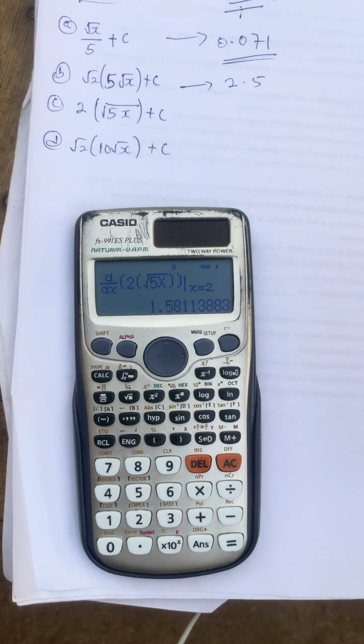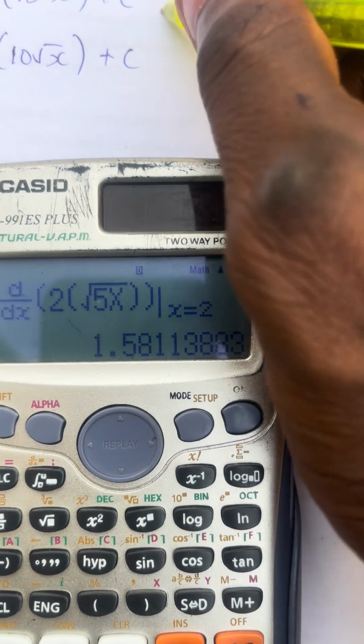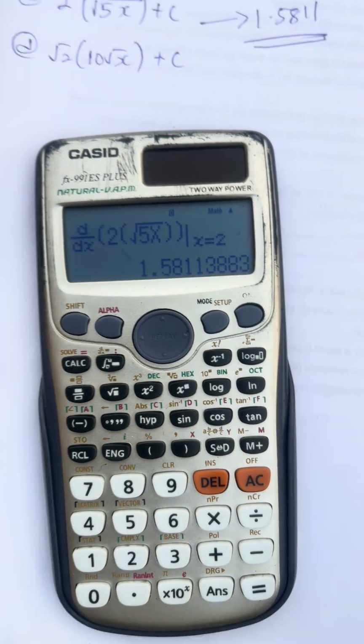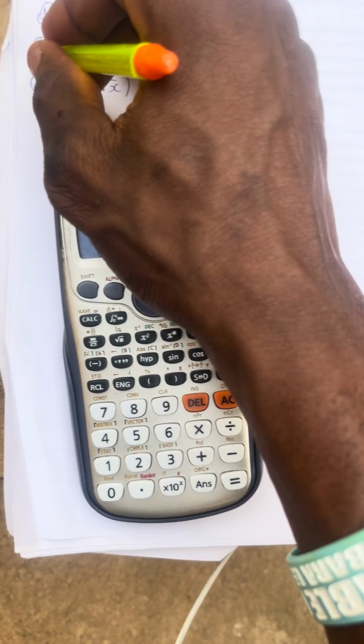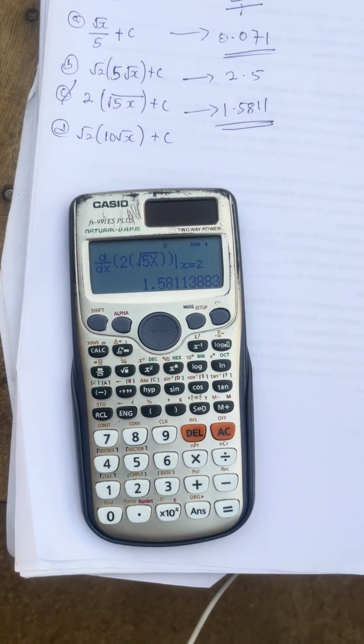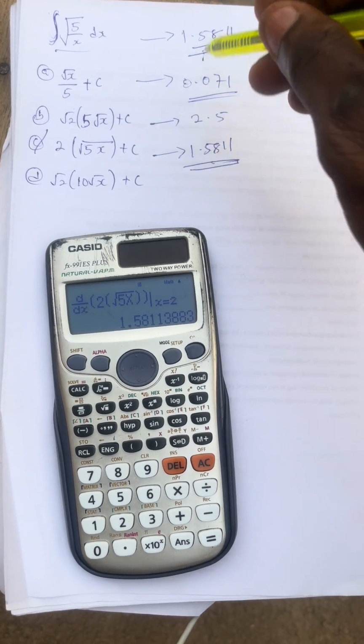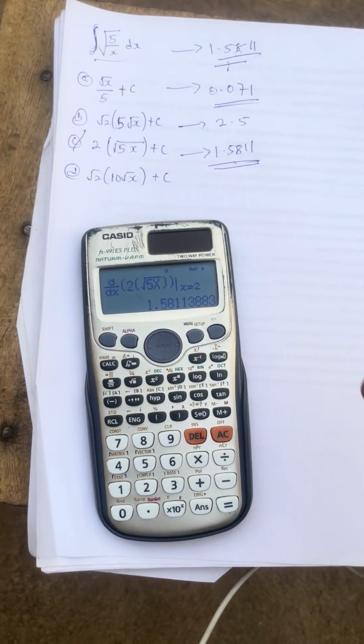Now when you check option C very well, it gives us the final answer to be 1.5811, which is the same thing with the question. That's the final answer. So you can see that it's the same value with the question. Now let's check another question.